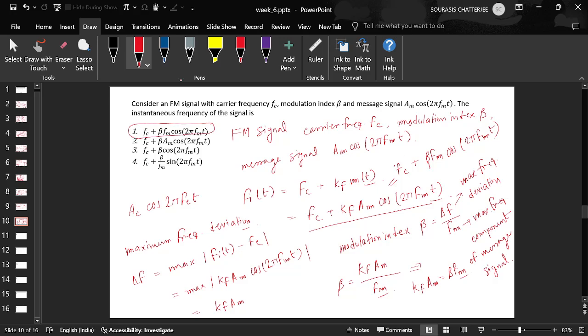The only important part in the question is that you have the instantaneous frequency expression. The only thing is you are given beta also, which you have to write in terms of Kf Am, and therefore you can obtain Fc plus beta times Fm cos 2 pi fm t as the instantaneous frequency of the signal.